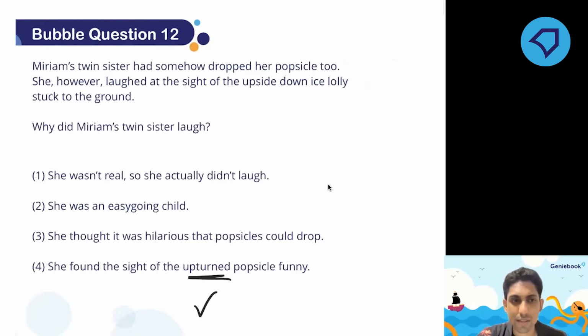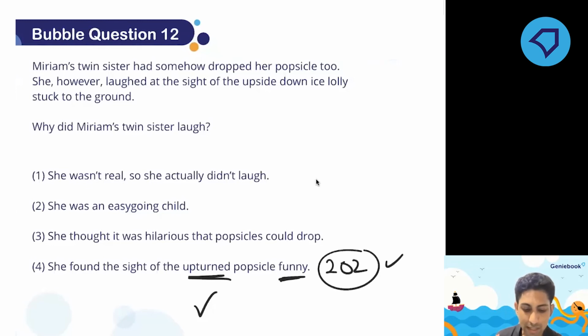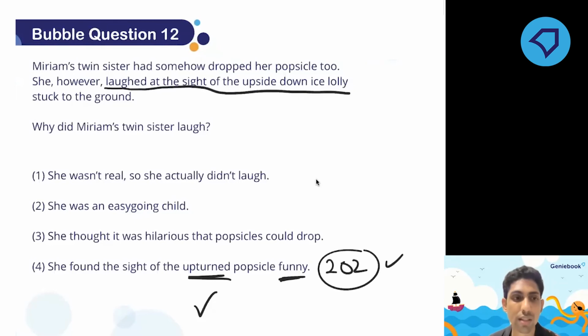Okay. We have a pretty good score, 202. Yeah, she found it funny, you see. Laughed at the sight of the upside down ice lolly. Anyway, see, she found it funny that the ice cream was upside down. So it is funny for her. So maybe she's easygoing, maybe she just was in a good mood.